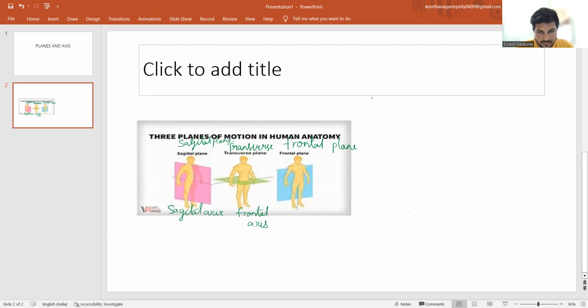And this is vertical axis. Okay. A little bit confusion in the image.